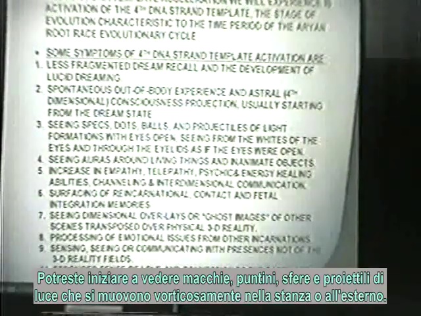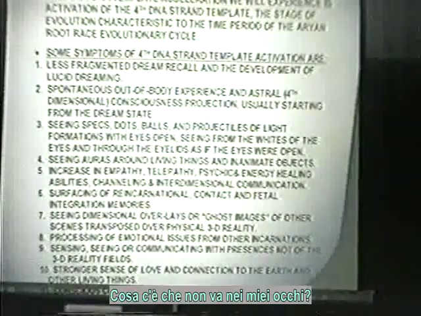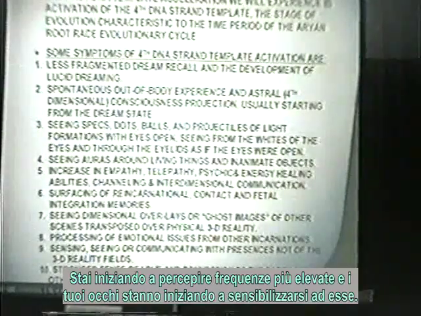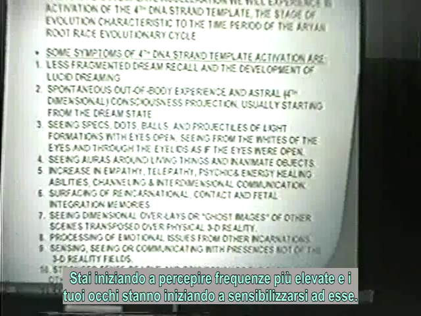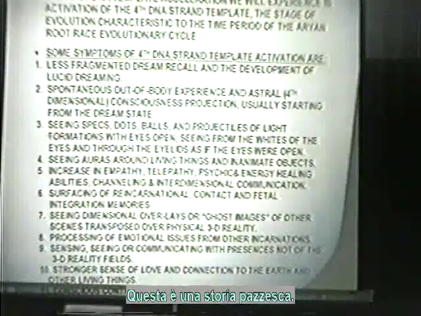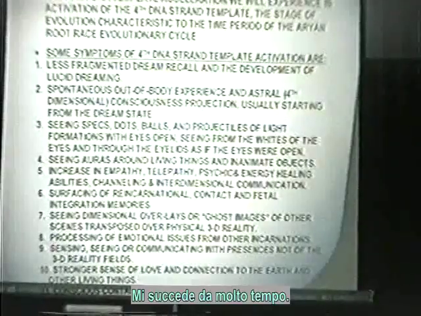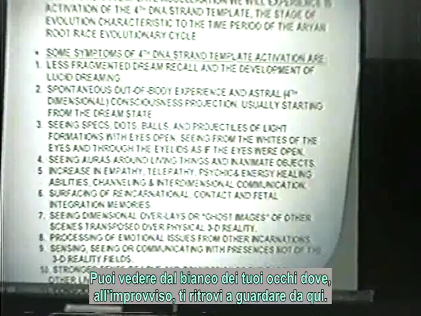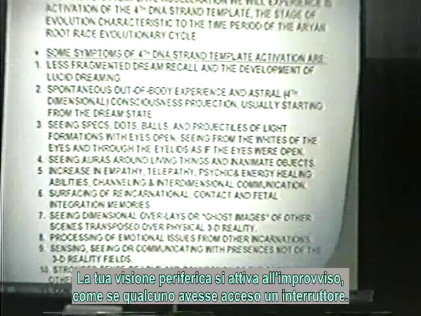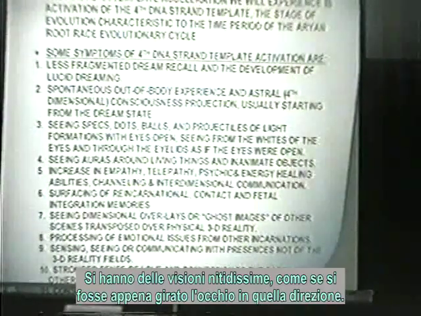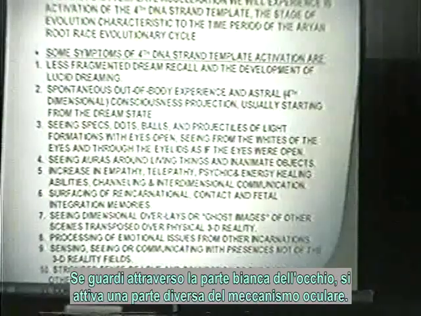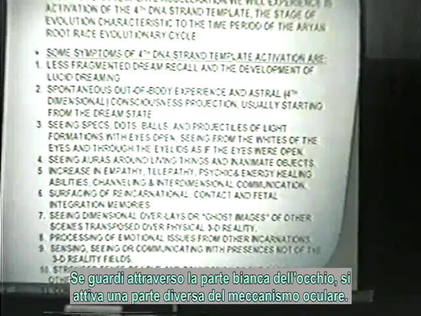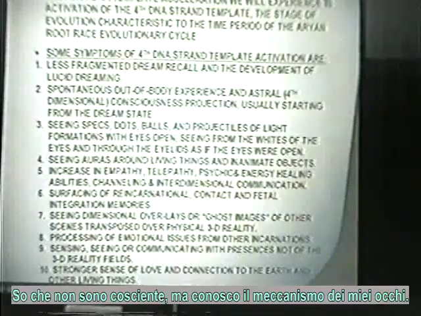You may start seeing specks, dots, balls, and projectiles of light flipping around the room or outside. And you think, what is wrong with my eyes? You are starting to pick up higher frequency coming in, and your eyes are starting to sensitize to it. Okay, this is a wild one. I've had this happen for a long time. You can see from the whites of your eyes, where all of a sudden you find yourself looking at it from here. Your peripheral vision all of a sudden turns on, like somebody turned on a switch. It doesn't happen all the time. You just get these real clear visions as if you had just turned your eyeball that way. You're looking through the whites of your eyes. It's activating a different part of the eye mechanism. I'm not an optometrist, so I don't know my eye mechanisms, but I think it has something to do with the rods and the cones in the eyes or something.